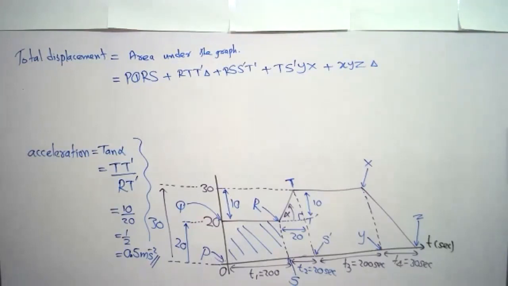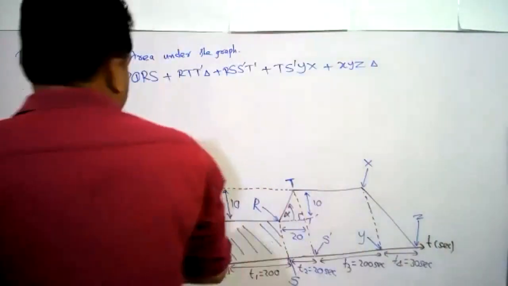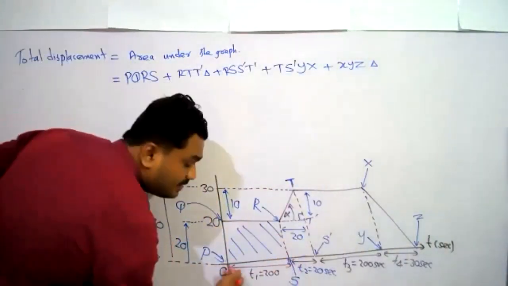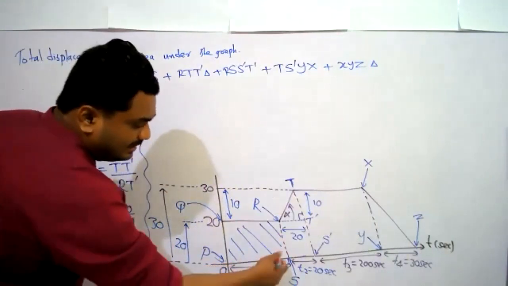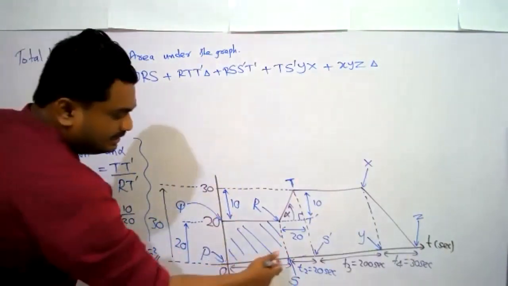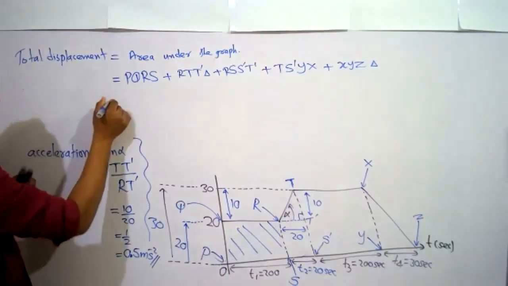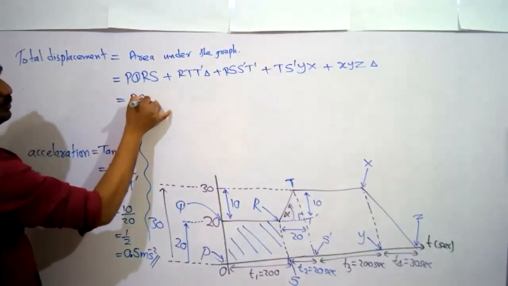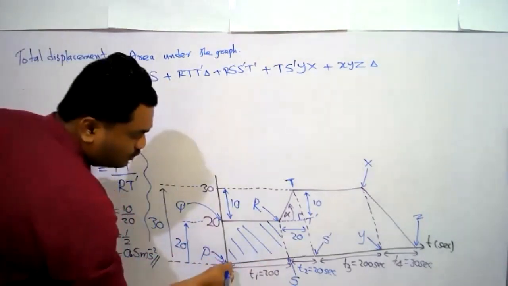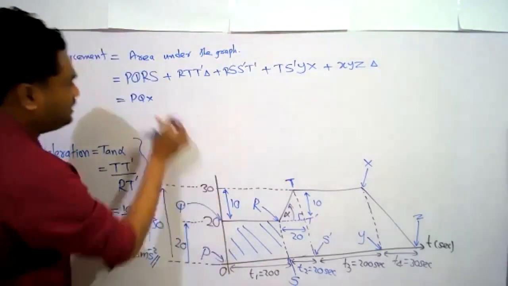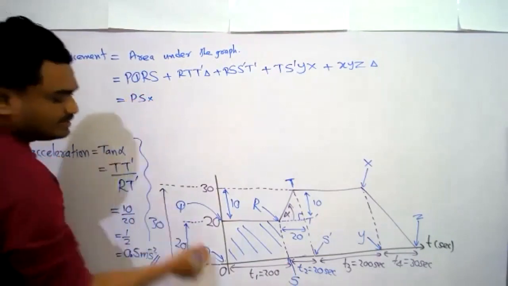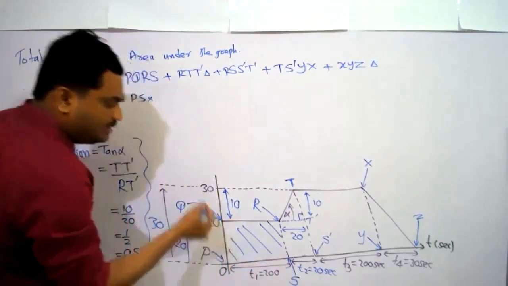Okay, some students have obtained the answer. Let me check. PQRS is a rectangle. Area of a rectangle is length into width. Length is PS, width is PQ.